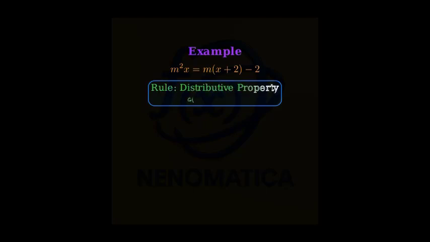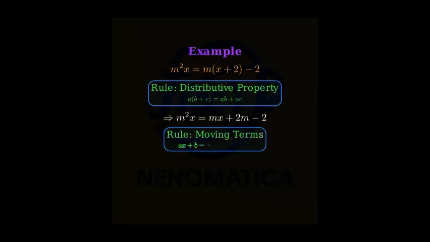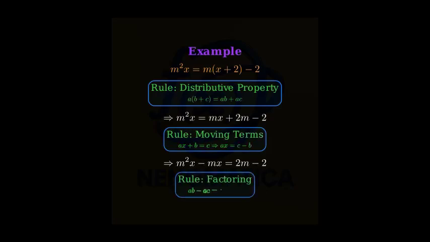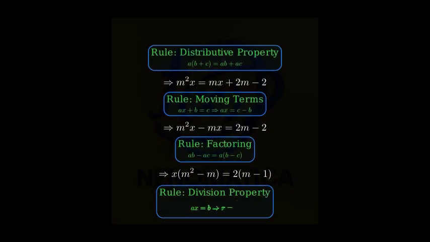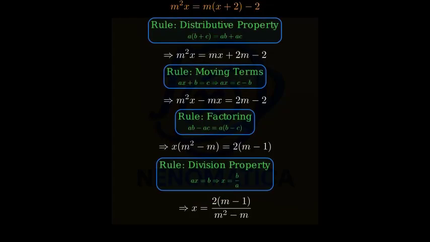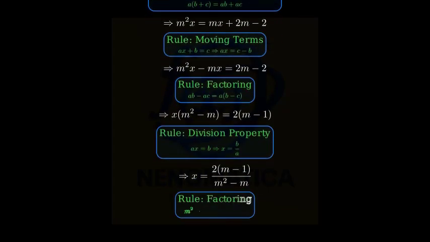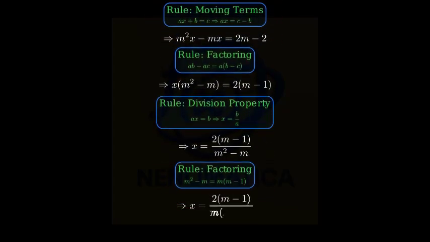Today we will solve a parametric equation step by step following the exact algorithm shown in our example. Let's start with our example problem. First, we'll distribute the term m on the right side of the equation. Next, we'll move all terms with variables to the left side of the equation. Now, we'll factor out x from the left side of the equation. Now, we'll solve for x by dividing both sides by the coefficient of x. We can further simplify this expression by factoring the denominator.